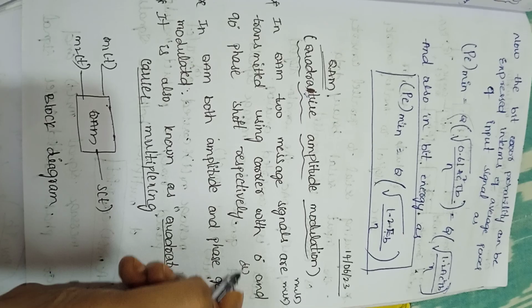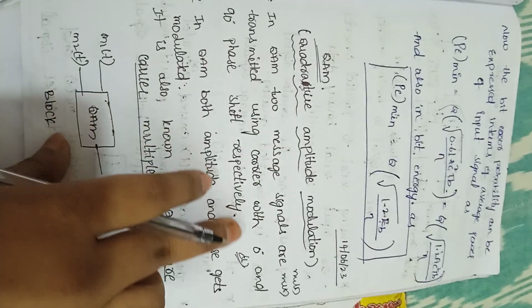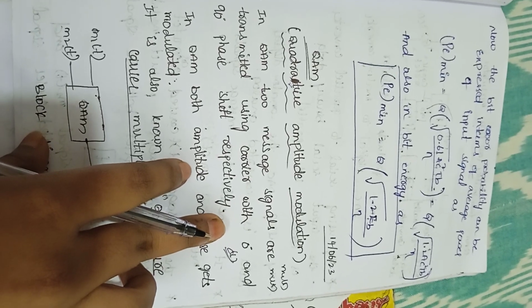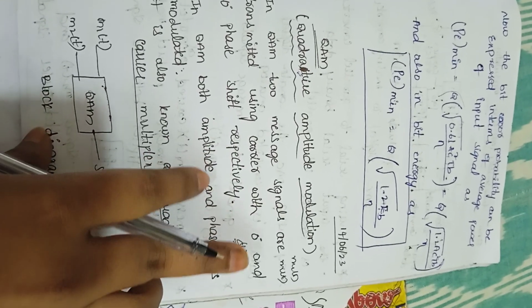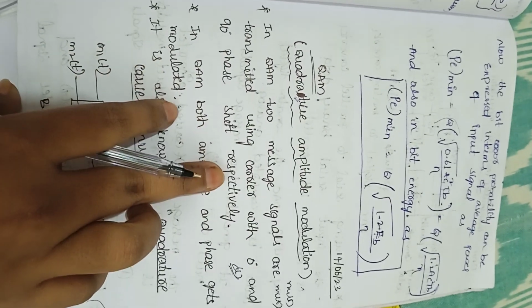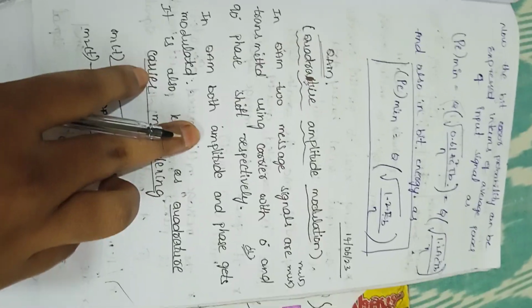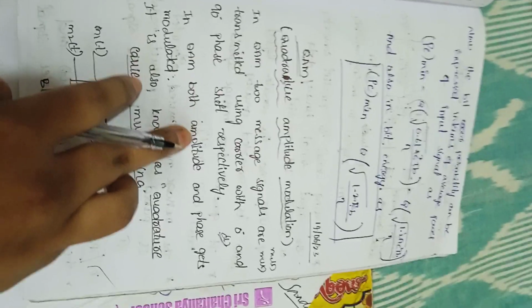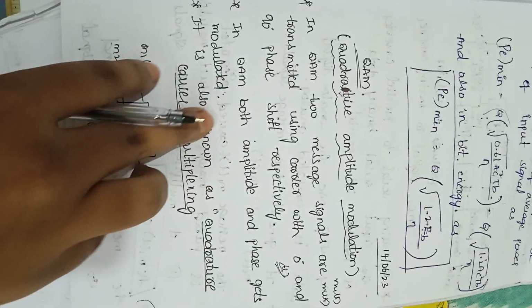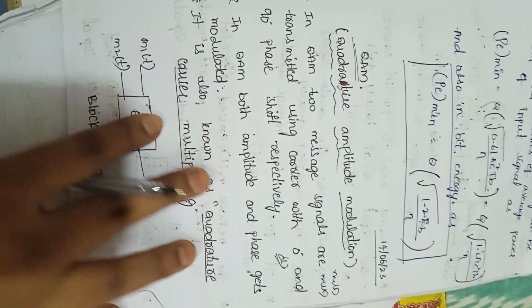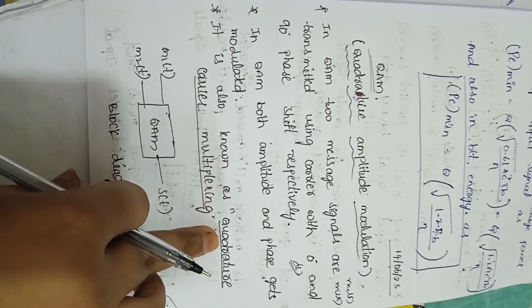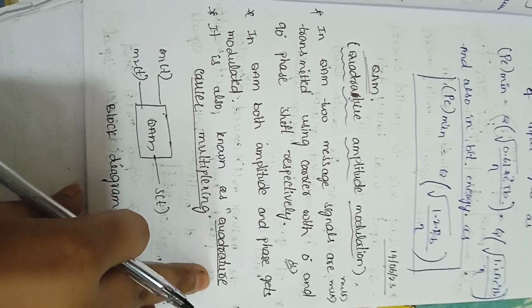We have considered C of t as a carrier signal. Here we are using two carrier signals with a phase shift of 0 and a 90 degrees phase shift respectively. In QAM, both amplitude and phase get modulated, except the frequency. The phase and the amplitude are modulated. That's why QAM is called quadrature carrier multiplexing.